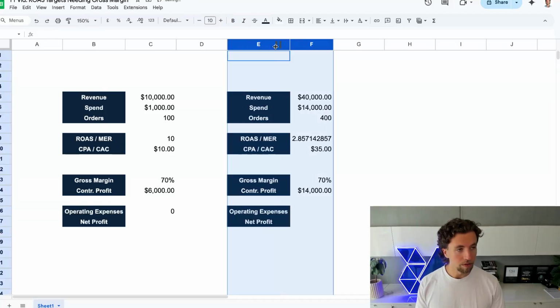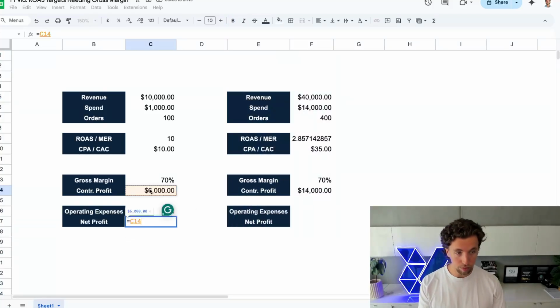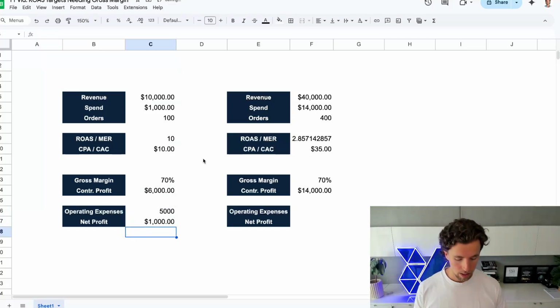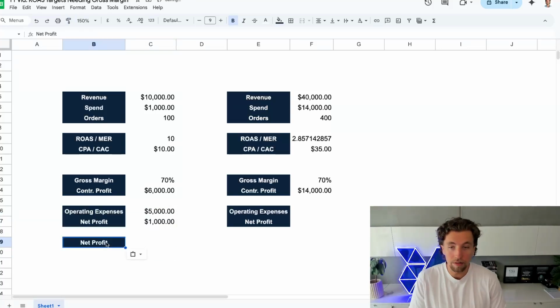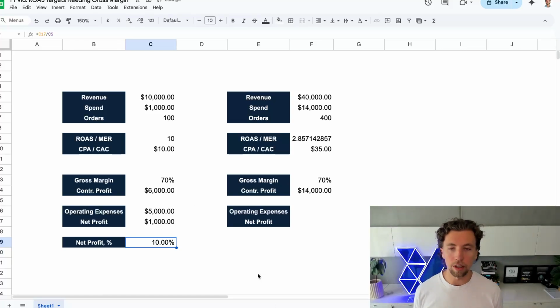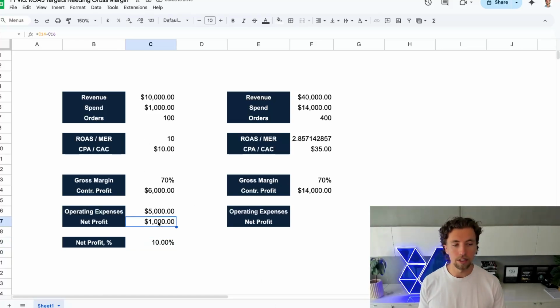All we have to do to calculate net profit is we take your contribution profit and we minus your operating expenses. What are your operating expenses? For this business, let's say they have a warehouse and they're doing all their stuff themselves. Let's call this monthly figures just to keep stuff easy. And let's say they've got $5,000 in operating expenses. So what that means is they're currently doing $1,000 a month in net profit. We can even quickly calculate the percentage, which is just net profit divided by revenue. And there you go. So they're currently operating at 10%, $1,000 in net profit.